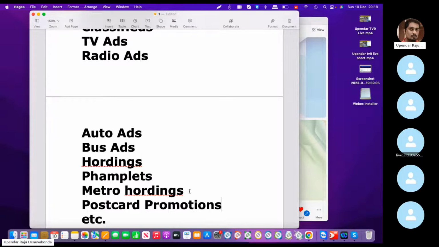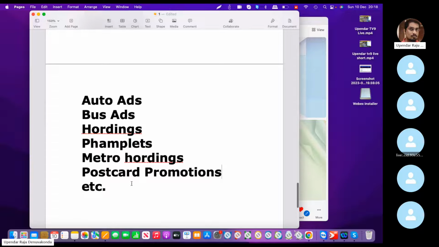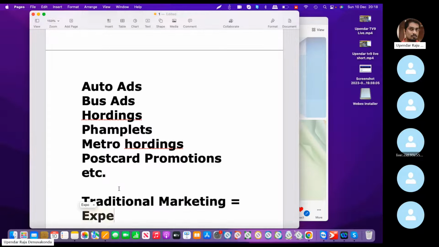But the thing is that you just need to understand, going for TV ads, going for radio ads, going for newspapers is not everyone's cup of tea. These are very expensive. So traditional marketing is what? Traditional marketing is a bit expensive. It is not for every business.